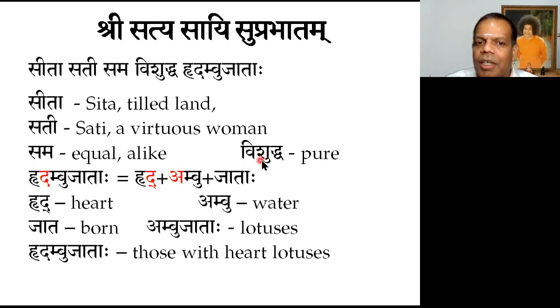So you can say whether they were pure or their heart was pure. So actually the heart should be purified. That is also another way to look at it. Vishuddha Hrid Ambujata. That's another way you can take the meaning. In poetry, you can have many meanings. So our heart should be pure, like those women. Ambujata means to overflow with love, and love for the Lord.